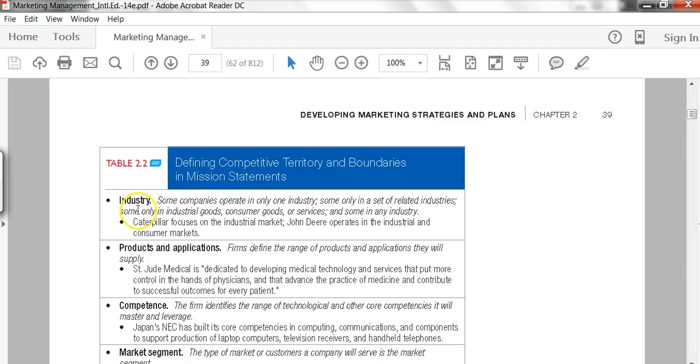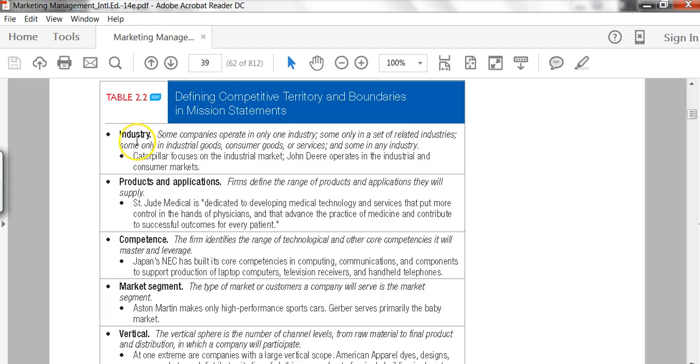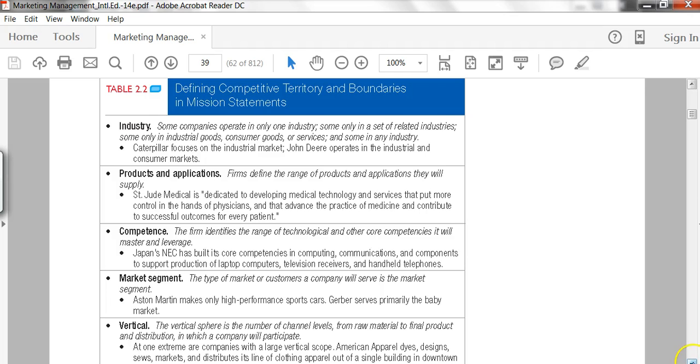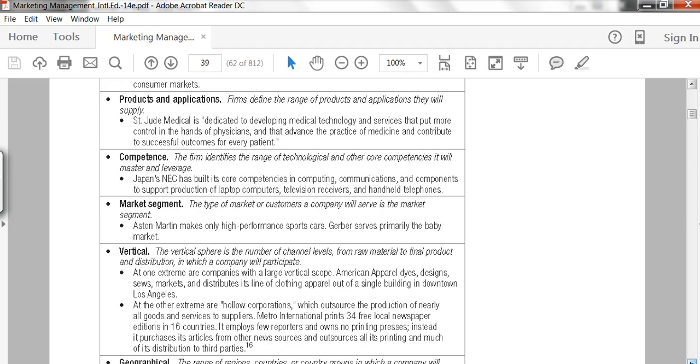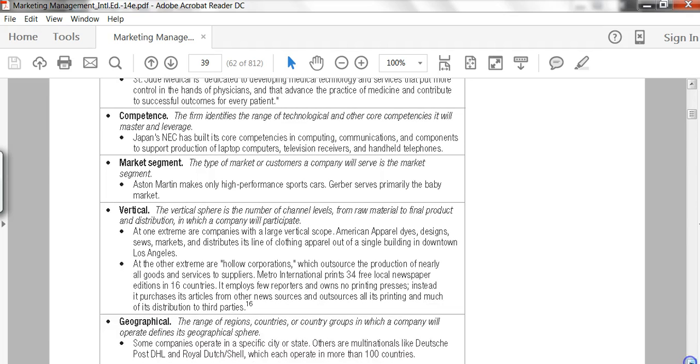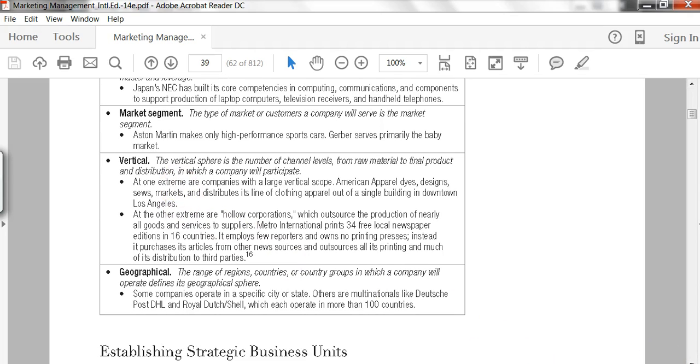So in table 2.2, we see that we have six competitive spheres that we can choose from. We can think about in which industry we are trying to compete, or in which product or applications, or what kind of competence we try to acquire, or in which market segment, or in which vertical. By vertical, I mean the supply chain, where we have the value addition. So at what channel levels, or in what geography, we try to compete.